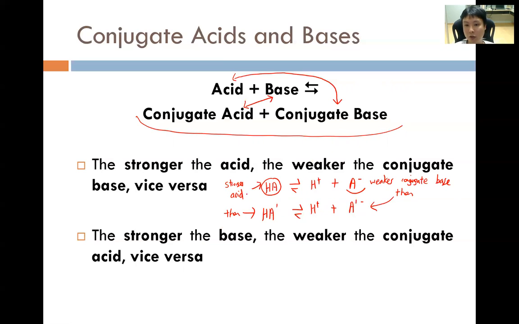Because if this is a stronger acid, it will dissociate to form more H+ and more A-, and therefore the backward reaction cannot happen to a larger extent as compared to the other one. So remember, the way that I'm discussing it is always comparative. This is a stronger acid, it will dissociate to form more A-, so the backward reaction must happen to a lower extent. So this is the weaker conjugate base as compared to the other. But if HA' is the weaker acid, then A'- is a stronger conjugate base than A-.